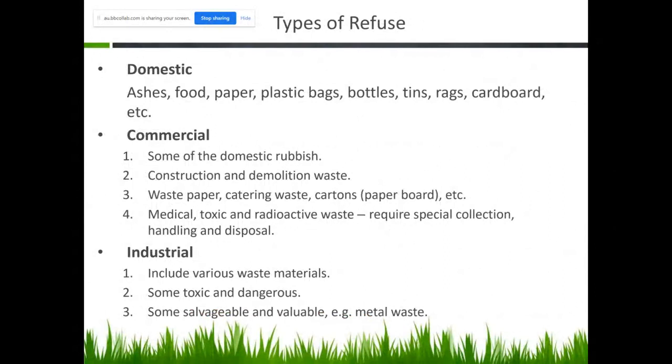Now we're talking about the trash, the solid waste, which we produce in terms of domestic, commercial, and industrial. For industrial, we need to pay more attention to toxic and dangerous materials that would be discharged to the environment. But for the domestic, this is what we generate in our home. Food waste is one of the big items.